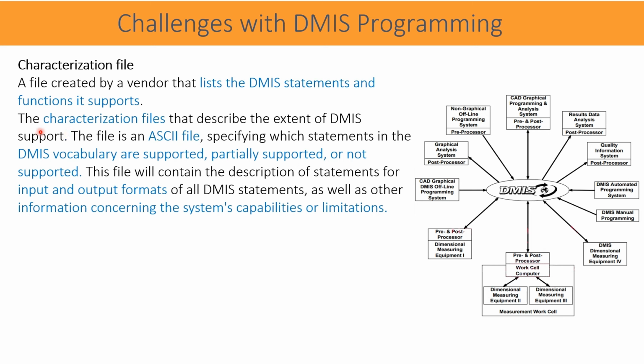The characterization files describe the extent of DMIS support. The file is an ASCII file specifying which statements in the DMIS vocabulary are supported, partially supported, or not supported. This file will contain the description of statements for input and output formats of all DMIS statements, as well as other information concerning the system's capability or limitations.